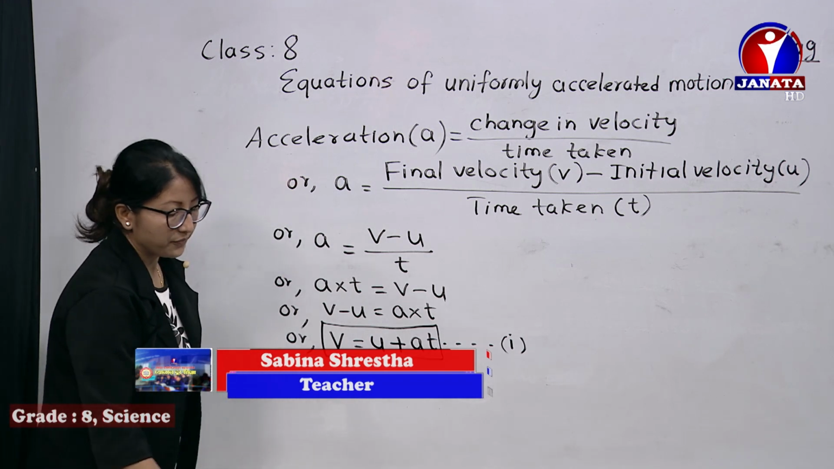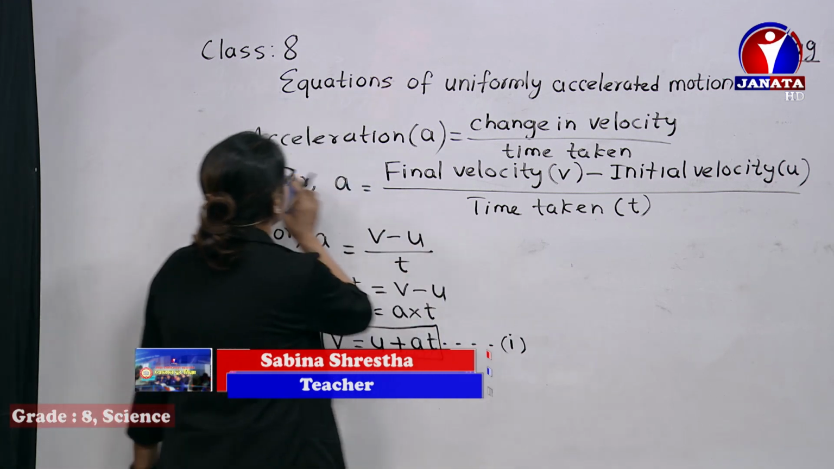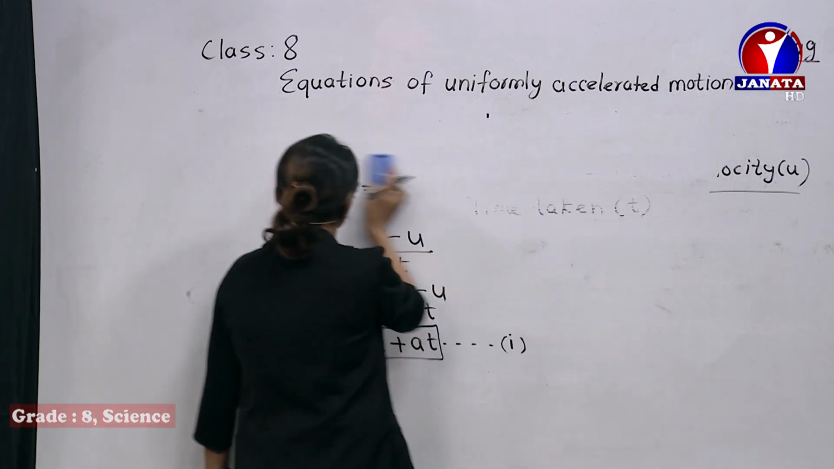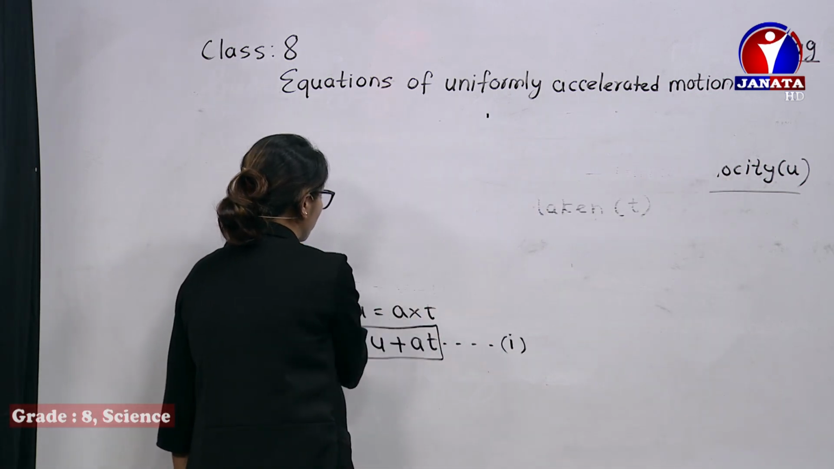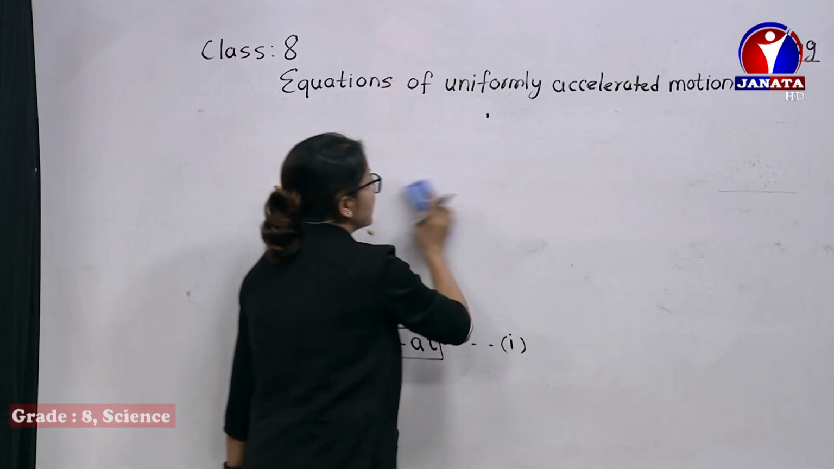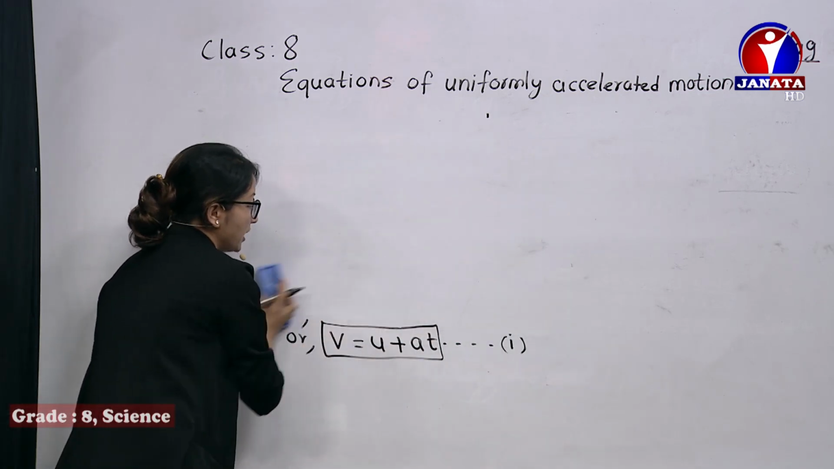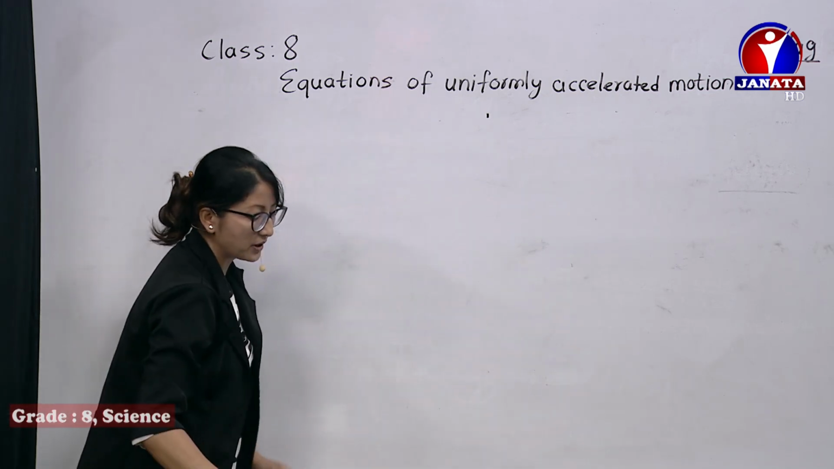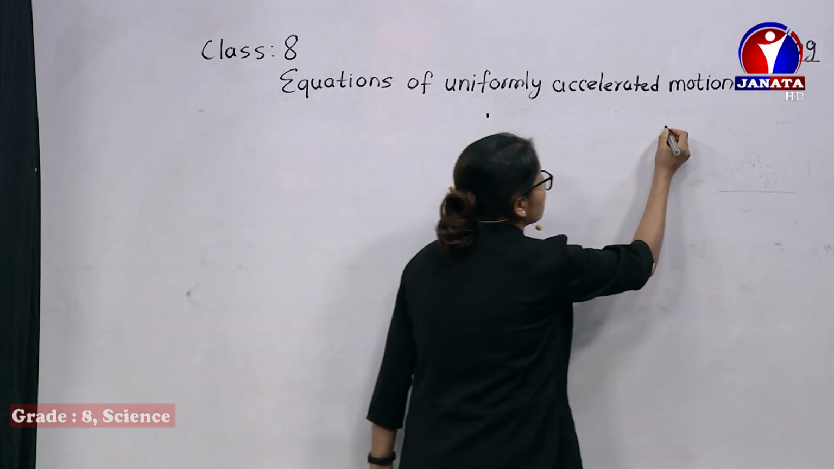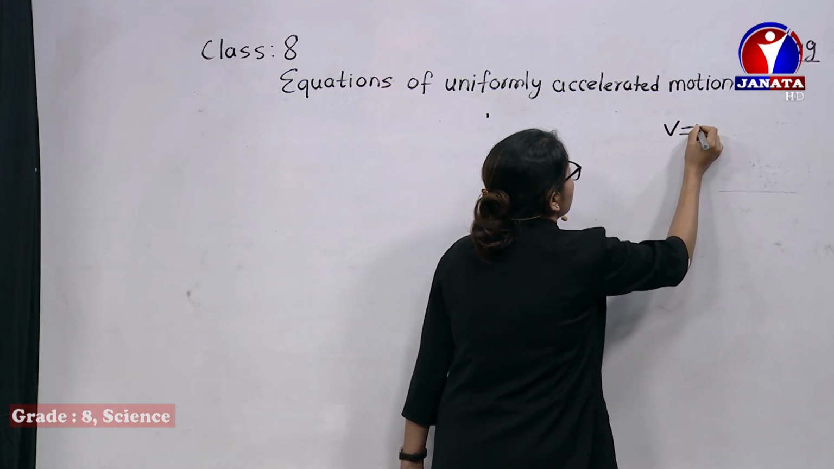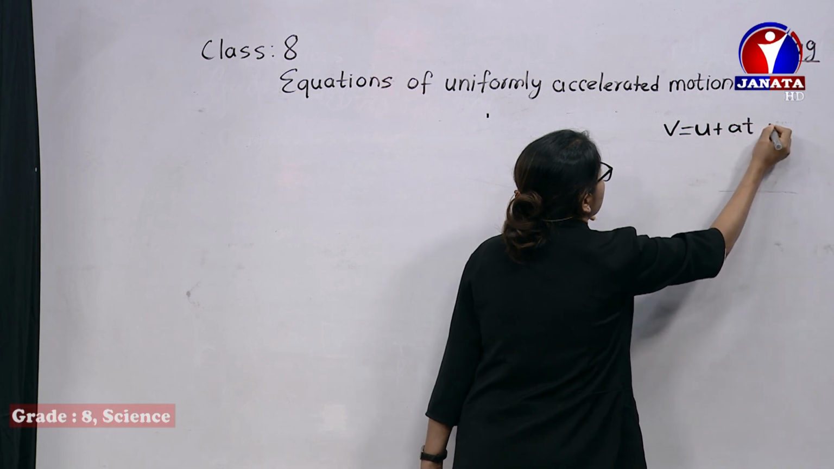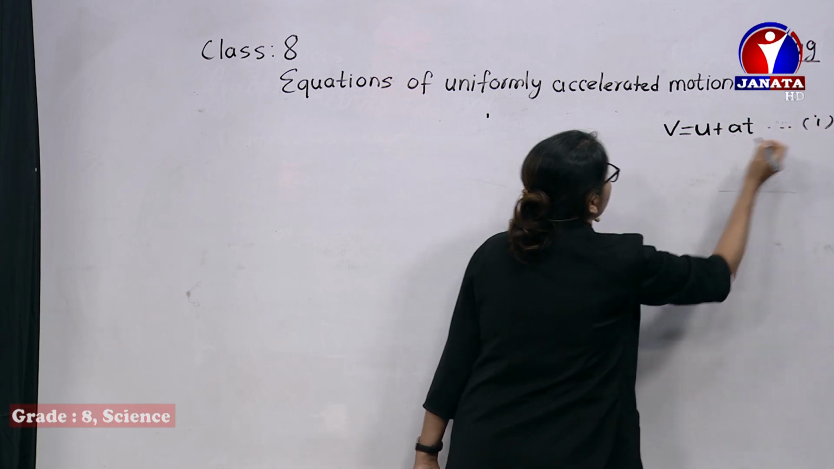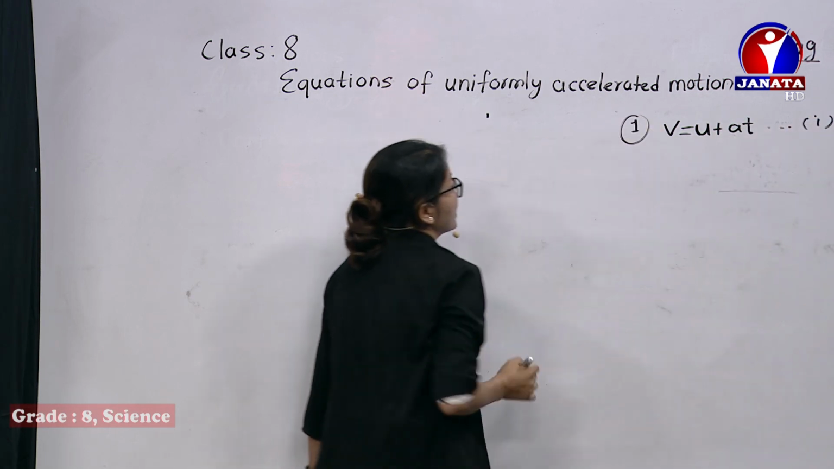Now let's move on to the next one. I shall rub this one. The next one we have is S is equal to ut plus half at square. This one I'll simply write on the side because we might need to use it: V is equal to u plus at, which is equation 1 we have derived.